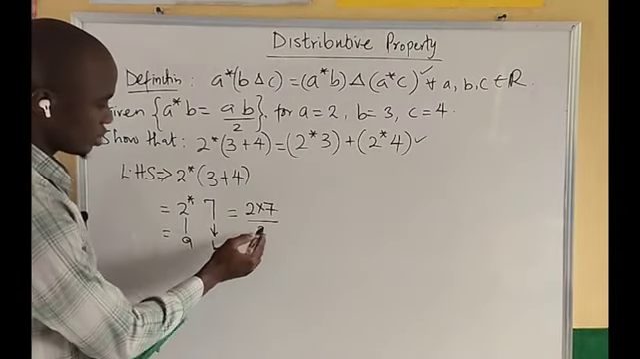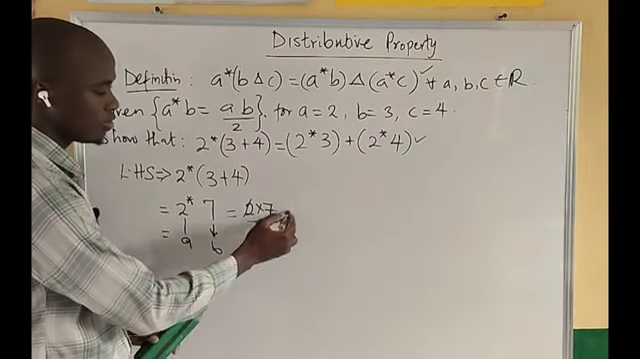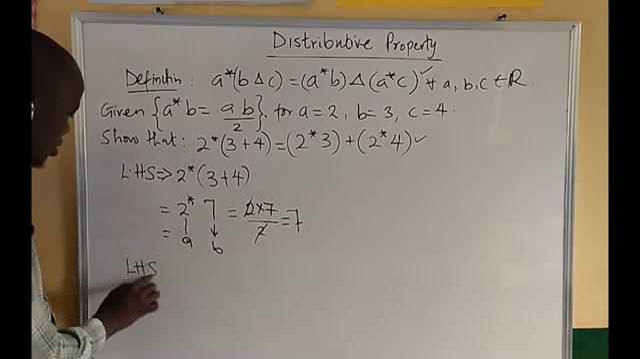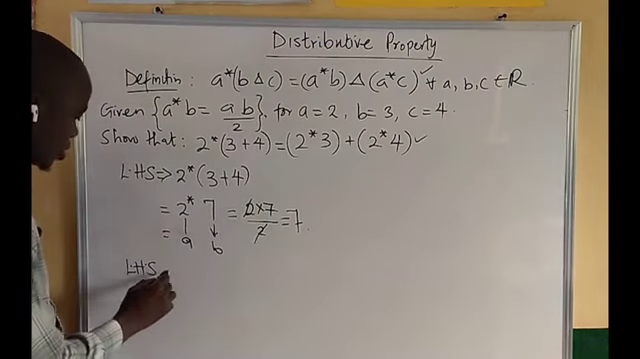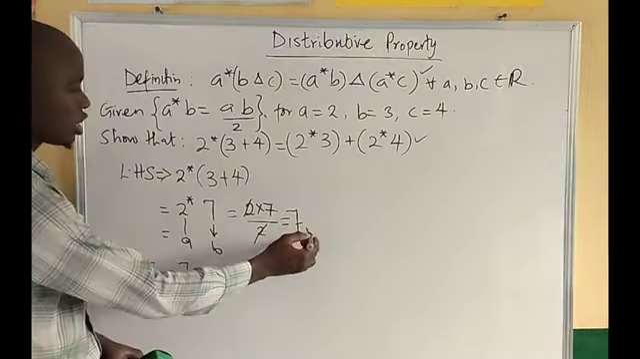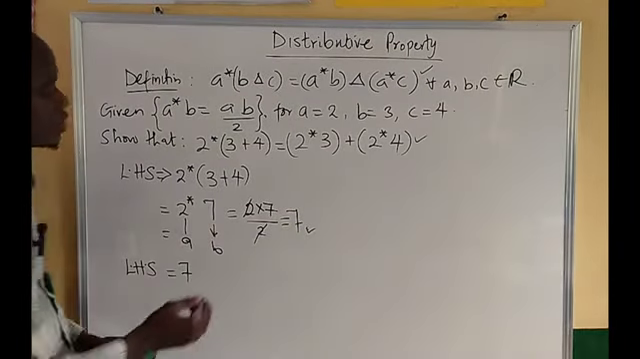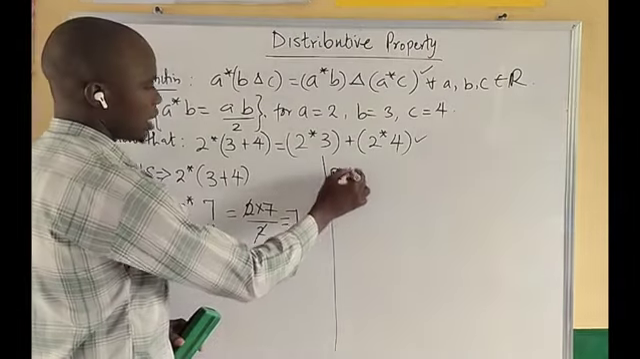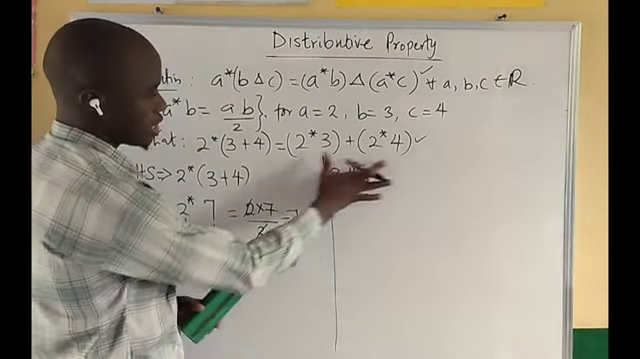So you can see that this one, we cancel this one, we have 7. So therefore we said the left hand side of this equation is equal to 7 according to what we have here. So that is that. Then we consider the right hand side. That is the right hand side here.